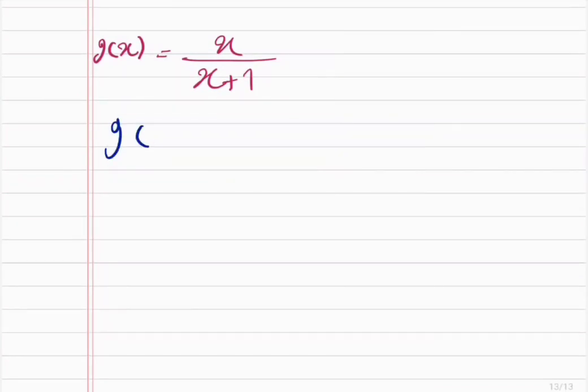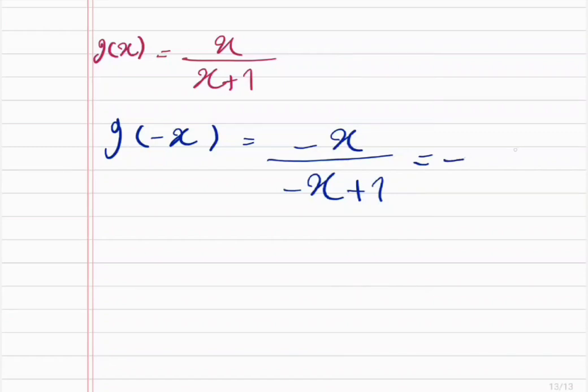Okay, now let's work on this example. As usual, let's start by finding g of minus x. We substitute minus x into the function, and we are going to have this. Now we need to figure out if this satisfies either of the two conditions I just showed you for evenness or oddness. Remember that we can rewrite this function in this form: minus x over minus x plus 1. I just put the minus next to the fraction.